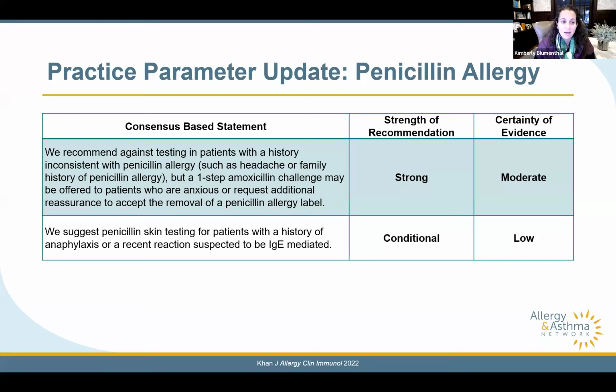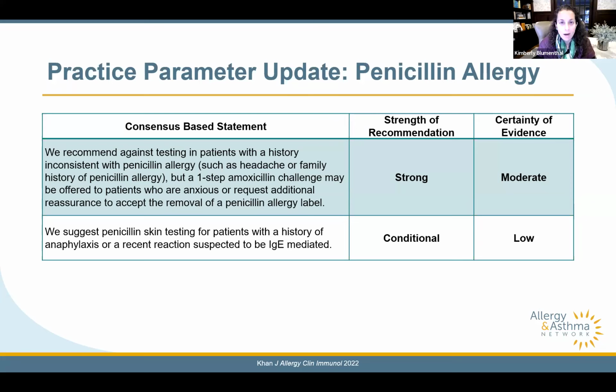So this is basically saying a lot of the people labeled might even not need to see an allergist, right? Because they have headache or family history, but those people should just be automatically delabeled. But if we can be helpful in the allergy community delabeling them, we can offer a one-step amoxicillin challenge for reassurance. And then the second consensus statement is, we suggest penicillin skin testing for patients with a history of anaphylaxis or recent reaction suspected to be IgE mediated. This is conditional and low quality evidence, so not as strong.